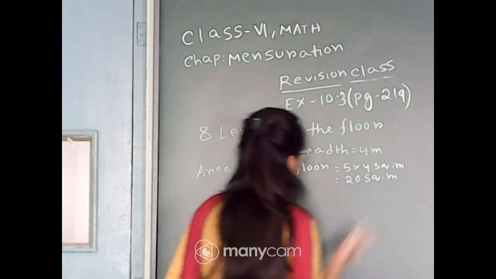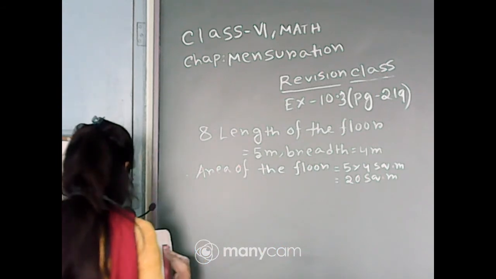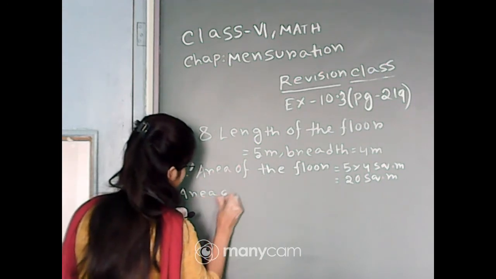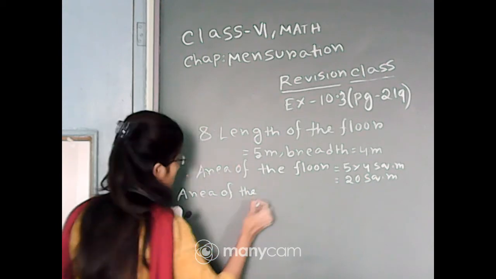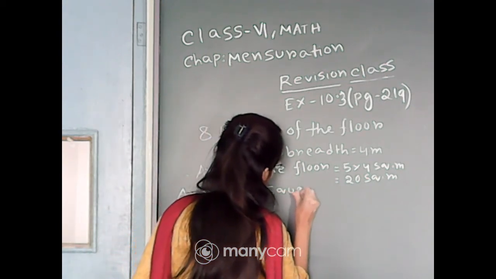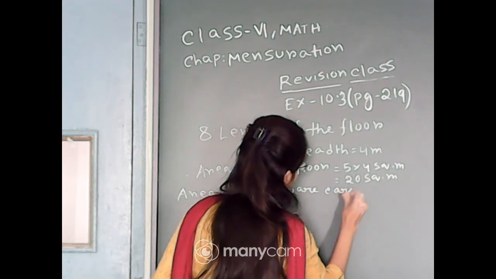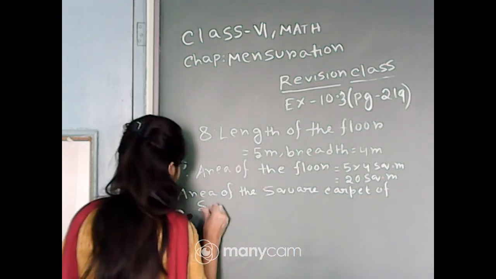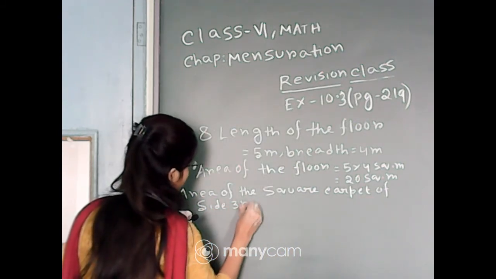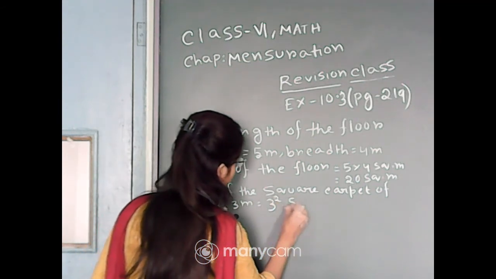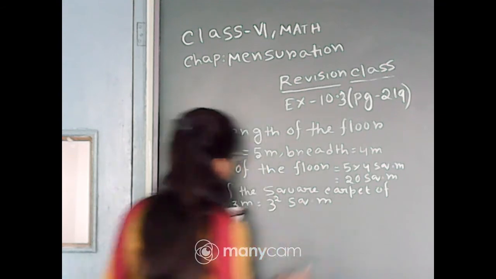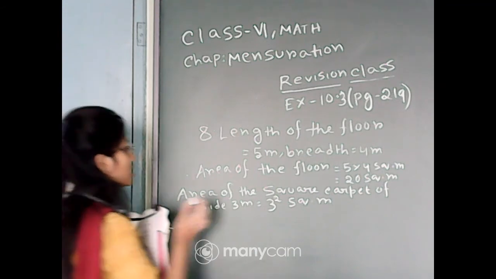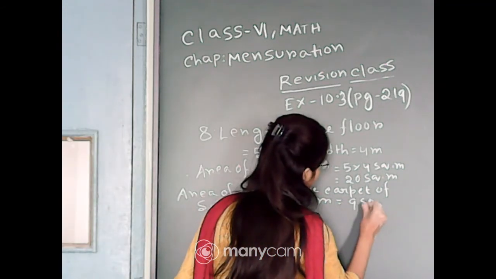Again, the area of the square carpet of side 3 meter is equal to side square, that is 3 square meter, that is 9 square meter.